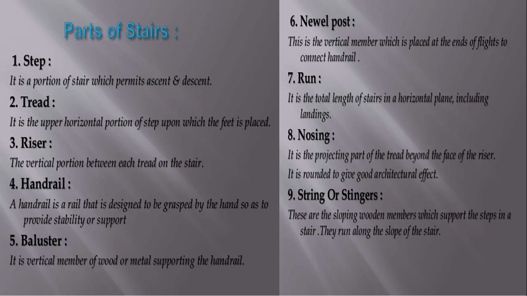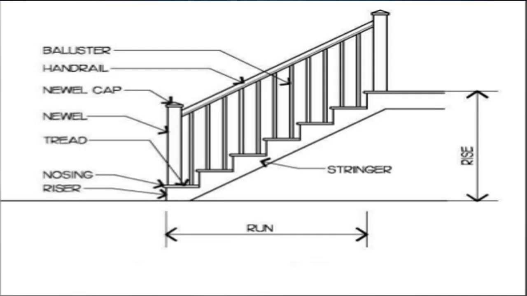Next, newel post. This is a vertical member which is placed at the ends of flights to connect the handrail. As you can see, this is the newel post. So at the end of this handrail and baluster, see here also a newel post is given.